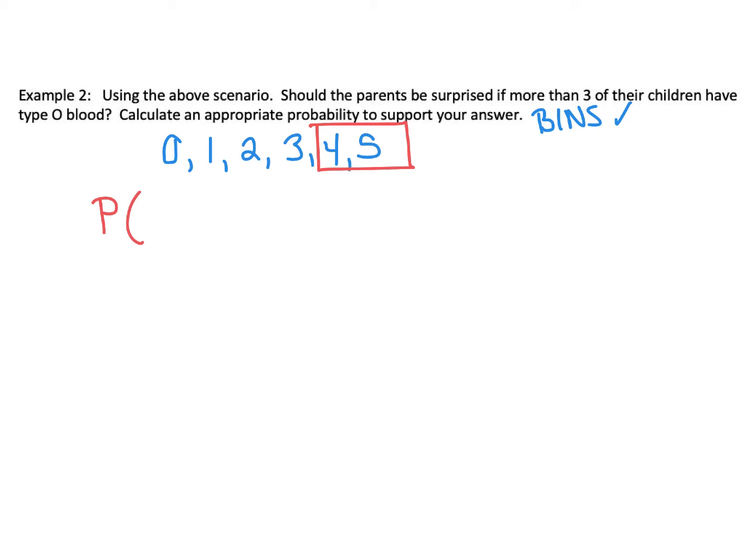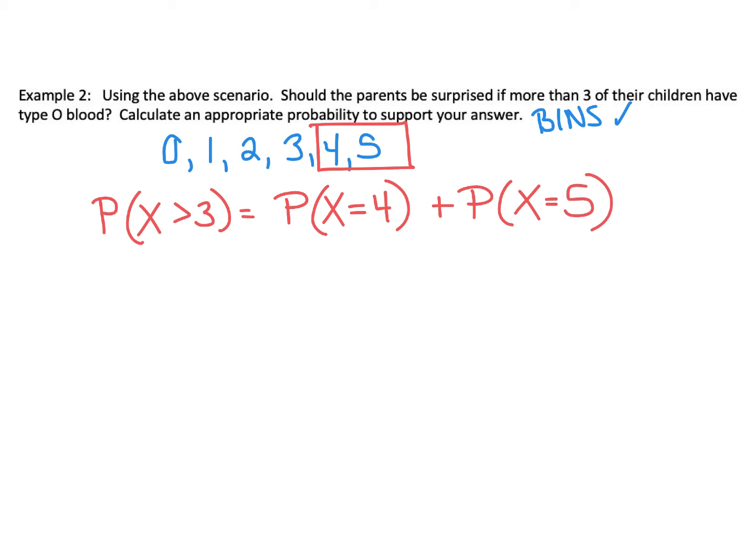So I'm going to write this as the probability that my random variable is greater than 3 is the same as the probability of the random variable equal to 4 plus the probability of the random variable equal to 5. All right, so I'm going to find each of these, the 4 and the 5, and add them together.